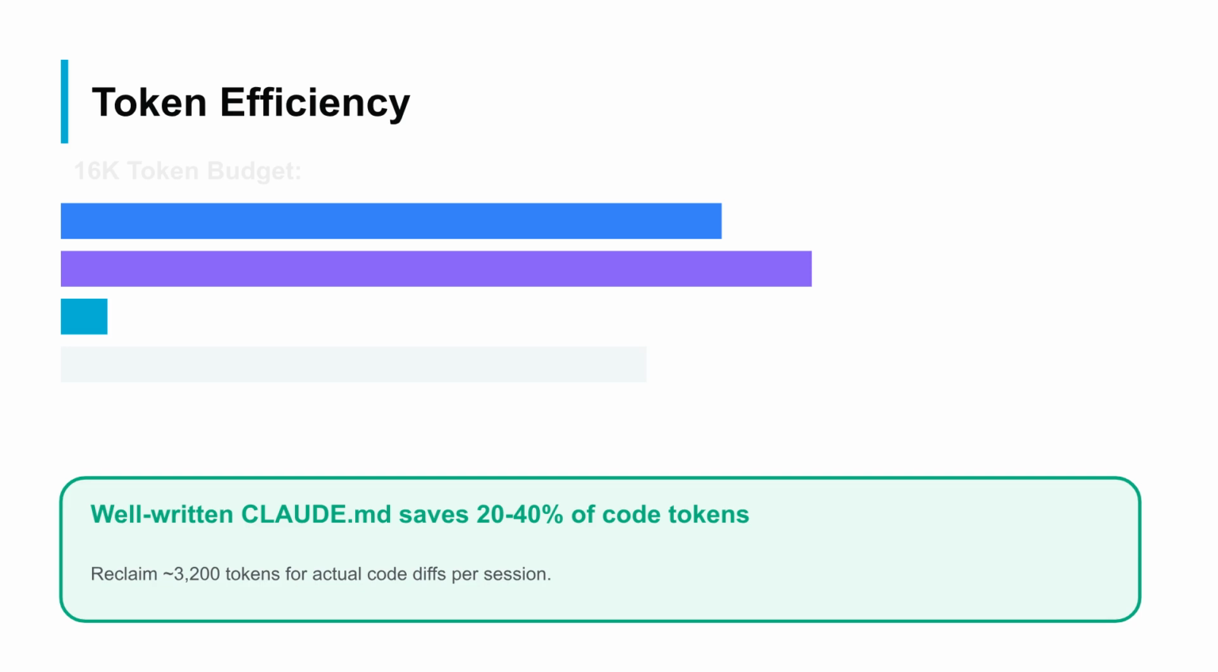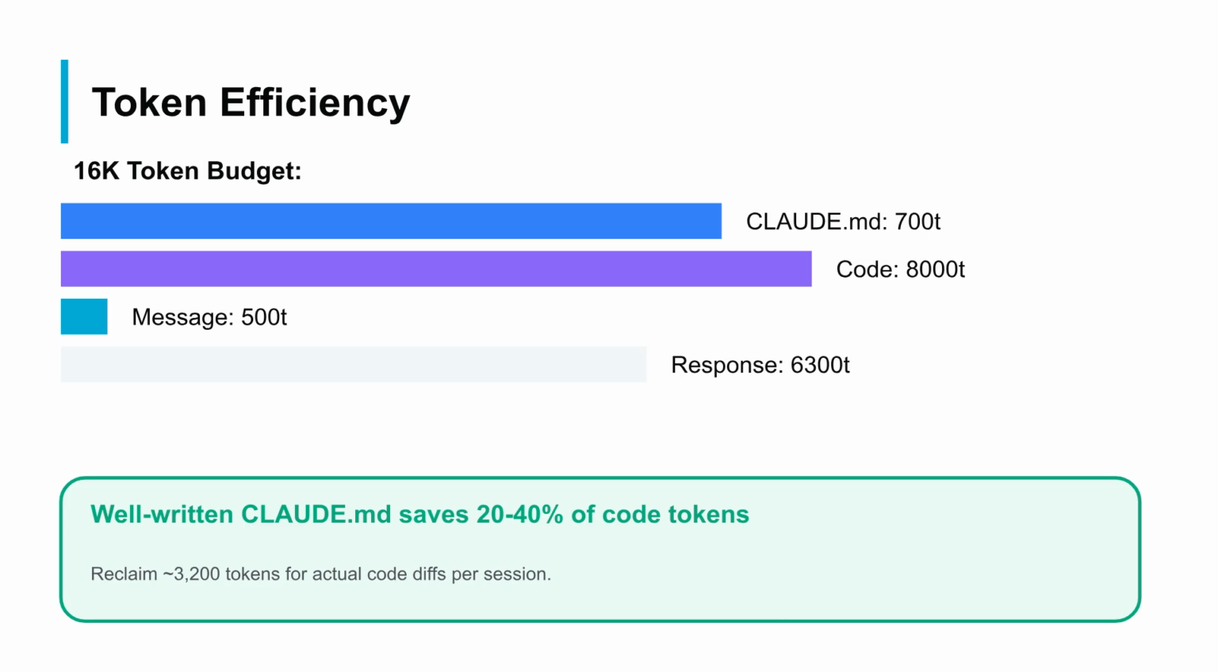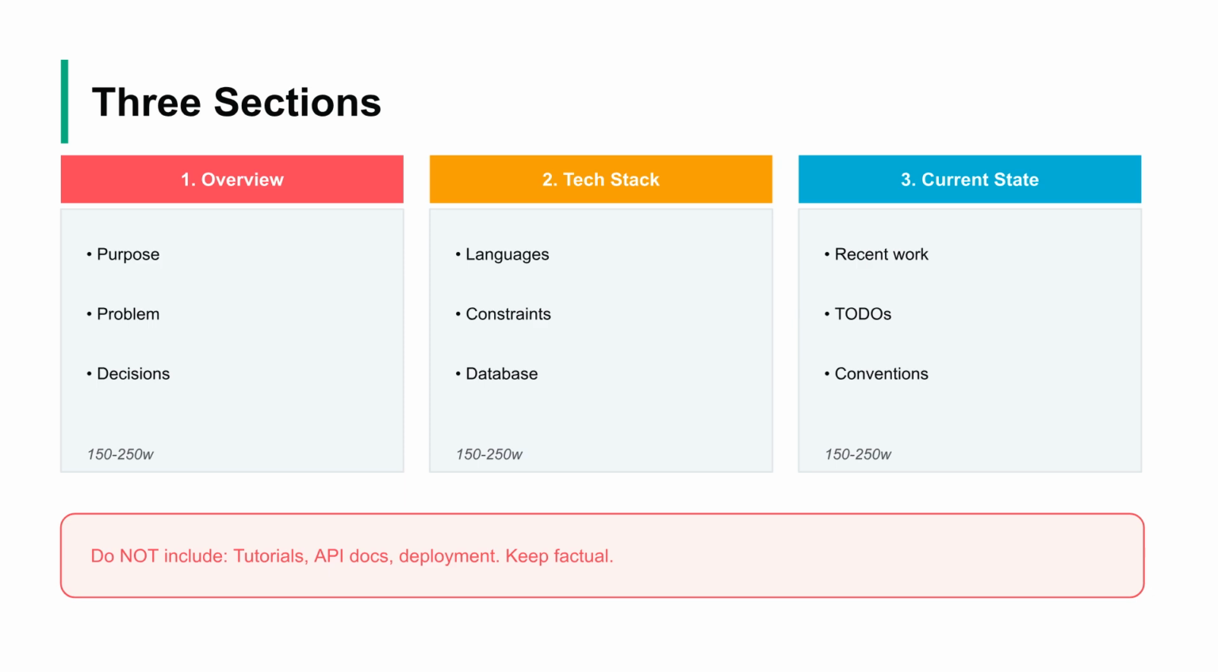A typical 16K budget includes tokens for Claude.md, code, and your message, with the rest for the response. A well-written Claude.md can save 20 to 40% of code tokens, reclaiming about 3,200 tokens per session for actual code changes. Your Claude.md file should be organized into 3 essential sections: overview, tech stack, and current state.